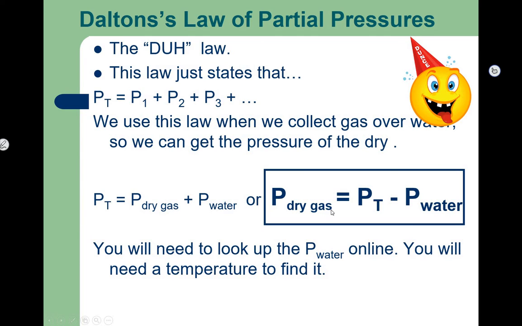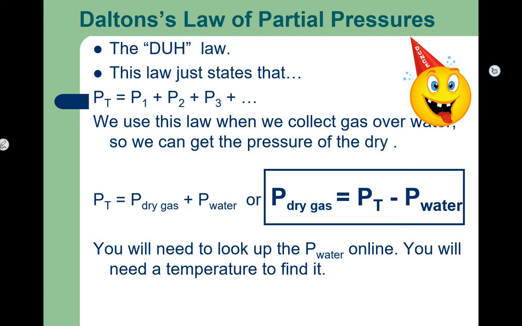We use it here. And the reason we use it is as we collect gas, we're going to be bubbling it through water. And as we bubble it through water, some of that water turns into water vapor, which then affects the pressure and how much volume of gas we've got. So we have to figure out what the temperature of the water is, what the vapor pressure of the water is, and subtract it from the total pressure in the room to find the pressure of the dry gas. So we can do calculations. So this is how we use Dalton's law the most.